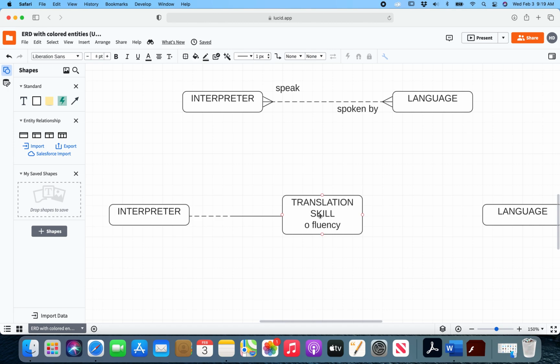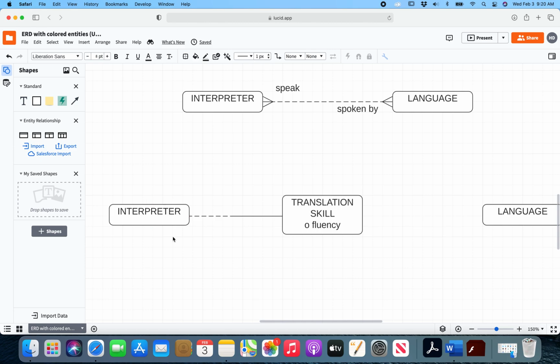Now, for the cardinality, going from translation skill to interpreter, if there's a translation skill listed for a language, it's not realistic to think that that's going to be the same translation skill for that language for every single interpreter in our database. Because we may have one interpreter with a translation skill in French that is an expert, but we may have a whole bunch of people who are only beginners at translating that language. So this is going to be translation skill must be for one and only one interpreter.